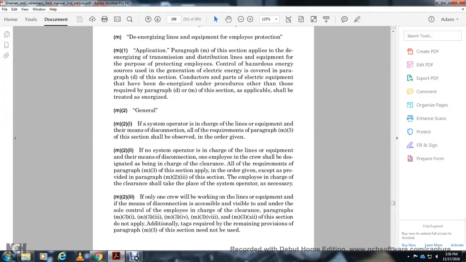If only one crew will be working on the lines or equipment, and the means for disconnection is accessible and visible, under the sole control of the employee in charge of the clearance, paragraphs M31, M33, M34, M38, and M312 of the section do not apply. Additional tags required for the remaining provisions of paragraph M3 of the section are not to be used.